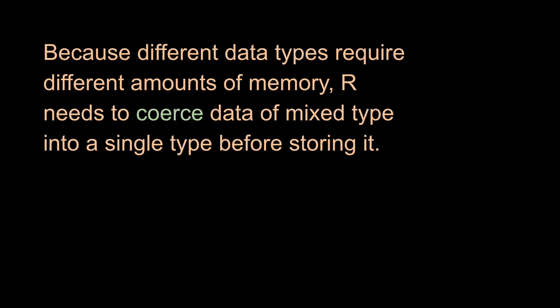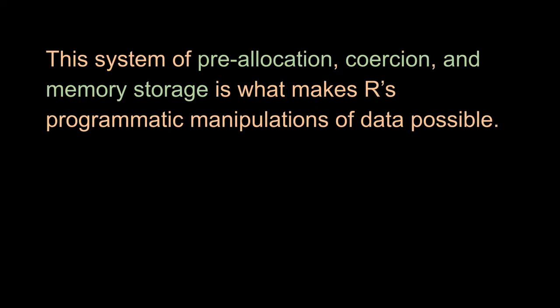So if you're trying to store mixed type data together in the same vector or collection of data, R may need to coerce that data to the same type before it stores it in that pre-allocated memory space. And the reason that this coercion needs to happen has to do with the way that R is actually carrying out the manipulations of your data under the hood. I'm not going to go much into detail there. Just know that this system of pre-allocation, coercion, and memory storage is what is making R's programmatic manipulations of your data possible. And since that's what we're using R for, it's good to know why it's happening.